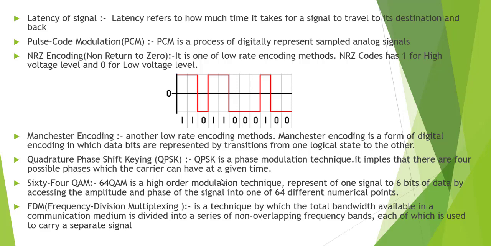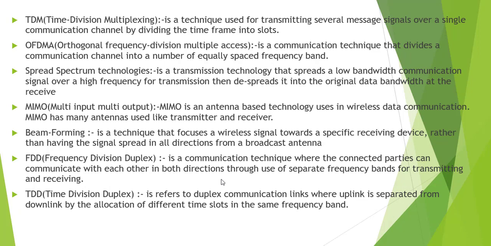In FDM, frequency division multiplexing is a technique by which the total bandwidth available in the communication medium is divided into a series of non-overlapping frequency bands, each of which is used to carry a separate signal. TDM, time division multiplexing, is a method of transmitting and receiving independent signals over a common signal path by means of synchronized switches at each end of the transmission line, so that each signal appears on the line only a fraction of the time in an alternating pattern.